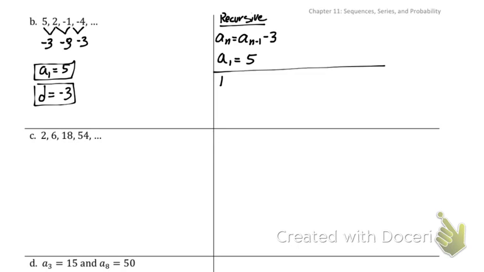All right, now let's get our explicit. Our explicit is going to be a sub n equals our starting value, which is 5. Now we can either have plus negative 3, or I'm just going to say it's negative 3 times n minus 1. Or we can write a sub n equals, distributing that negative 3, negative 3n plus 8.